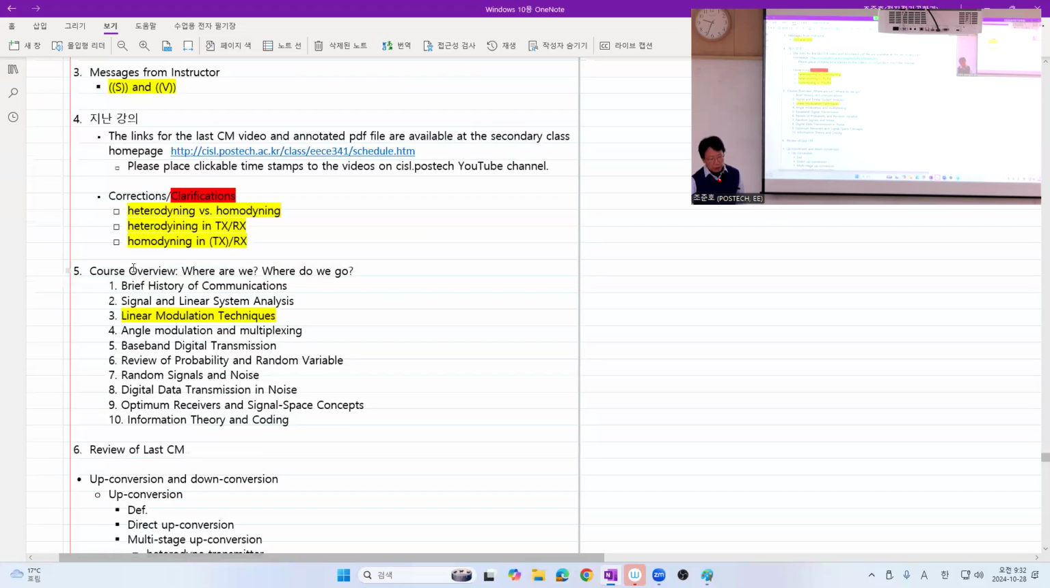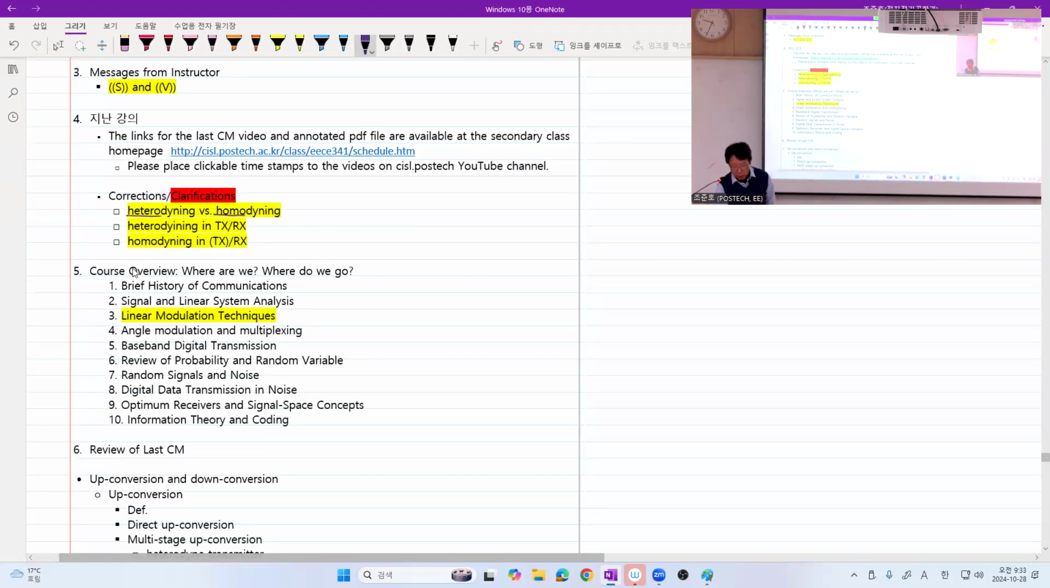Okay, here goes some clarifications, because last time I made statements that confused you a little bit. First, let me distinguish the difference between heterodyning and homodyning. Homo means same, hetero means different. When you mix two signals, if two signals have almost the same center frequency, of course it's vaguely defined, then this multiplication is called homodyning. If their center frequencies are quite different, then we call it heterodyning.